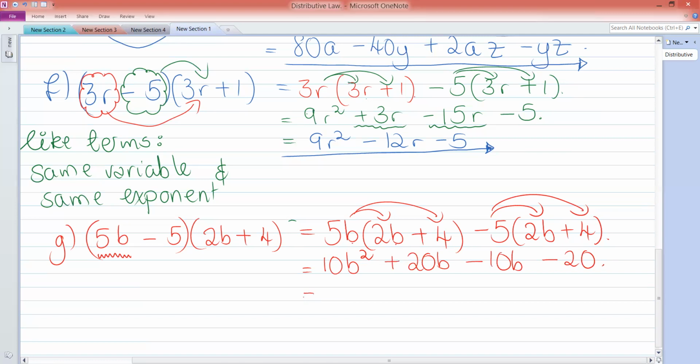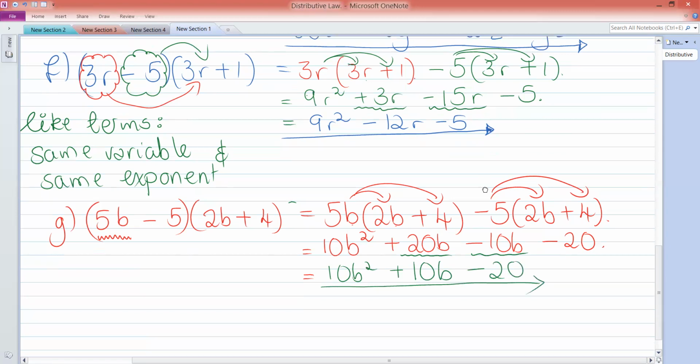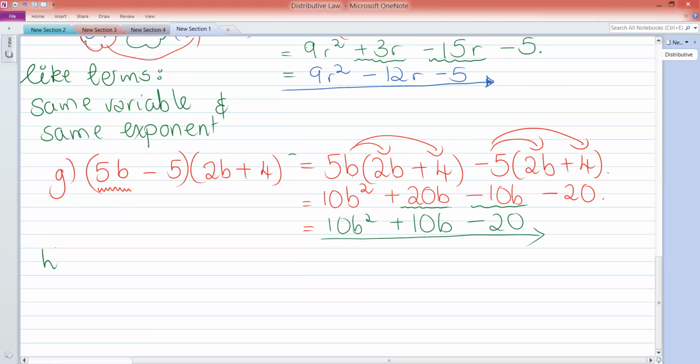All right. Are there any like terms? 20b and negative 10b. Well done. Let's simplify that. So 10b squared stays the same. So what's 20b minus 10b? It says plus 10b minus 20. There we go. Right? FGH.